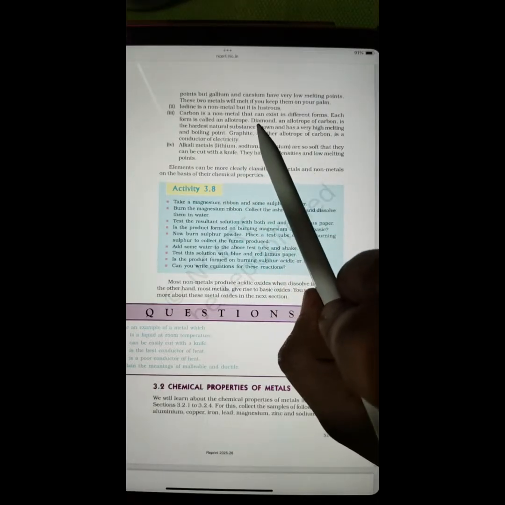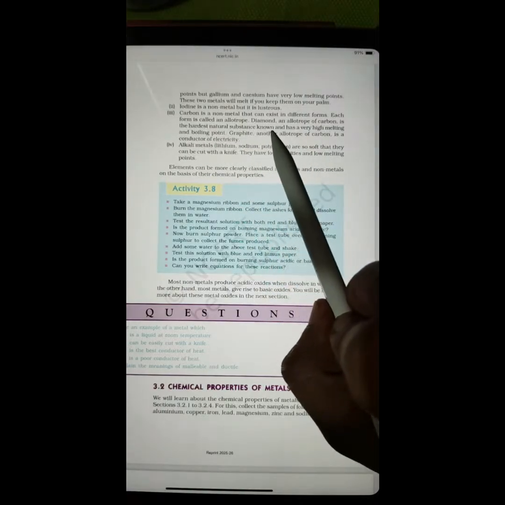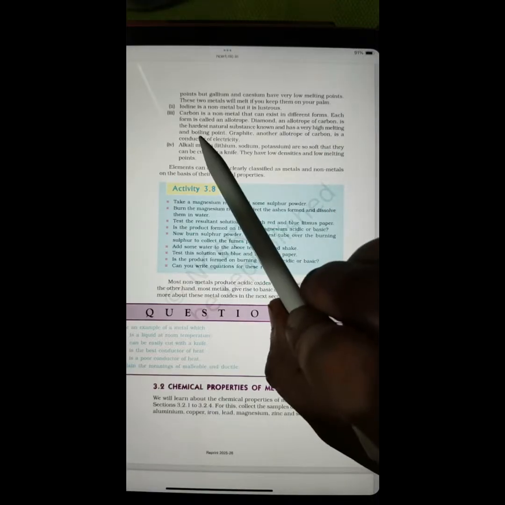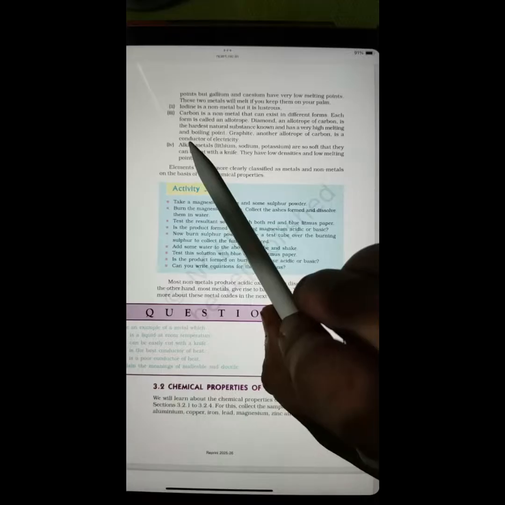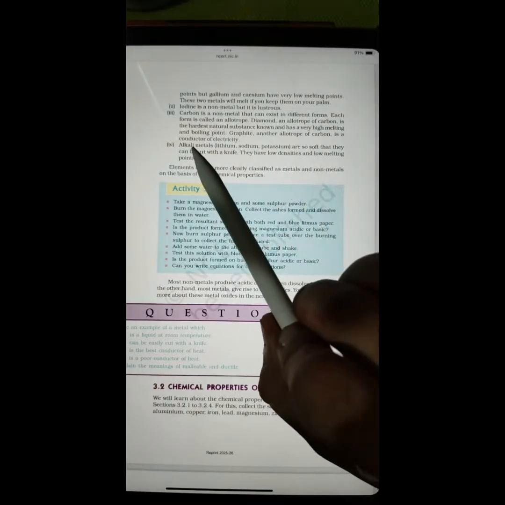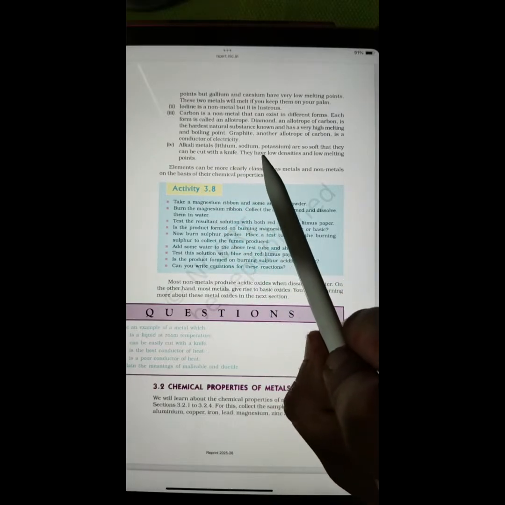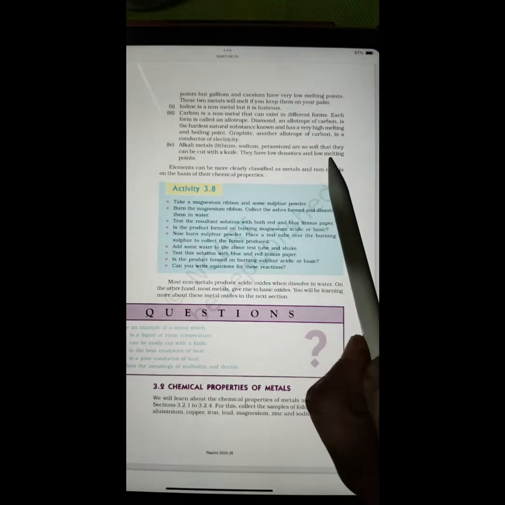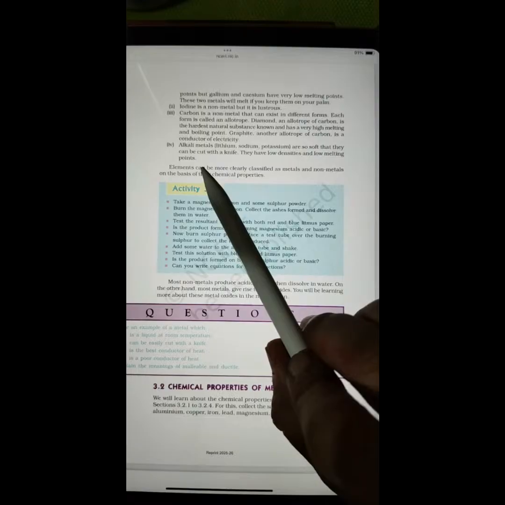Carbon is a non-metal but can exist in different forms. Each form is called an allotrope. Diamond, an allotrope of carbon, is the hardest natural substance known and has a very high melting point and boiling point. Graphite, another allotrope of carbon, is a conductor of electricity. Alkali metals like lithium, sodium, potassium are also soft, so soft that they can be cut with a knife. They have low densities and low melting points.